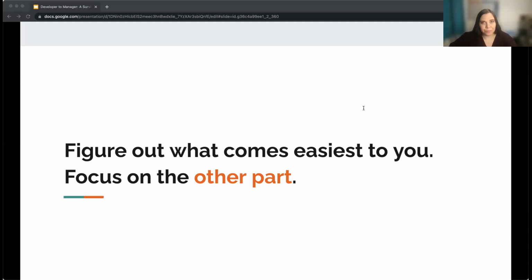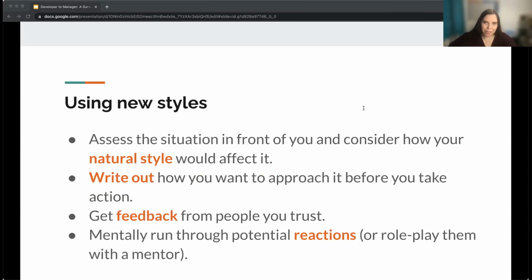So to become a better manager, I had to get comfortable using democratic styles and coercive styles when needed. If you are also in that situation, these are some practical steps that I recommend to make this easier on yourself. First, assess the situation and think about what you instinctively want to do, and then really consider what it's going to do in the short term and the long term.